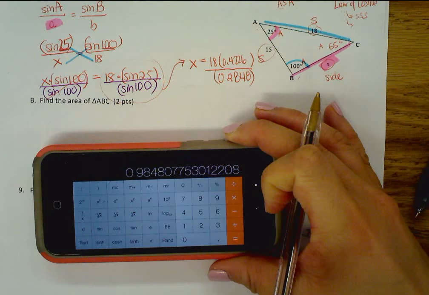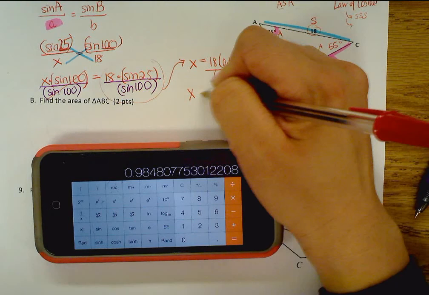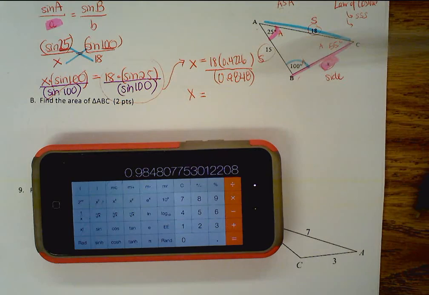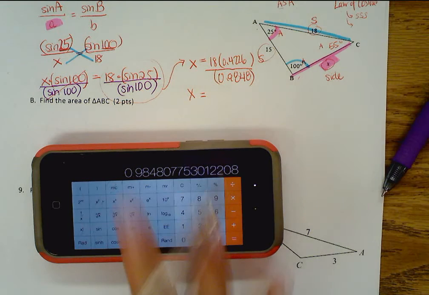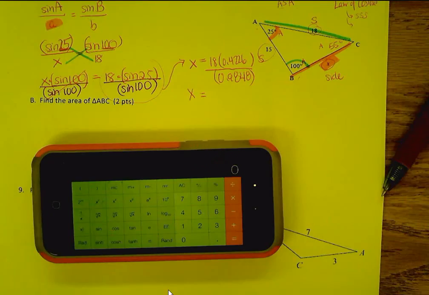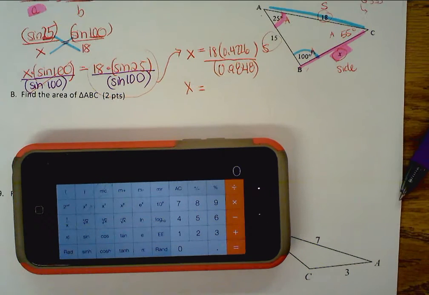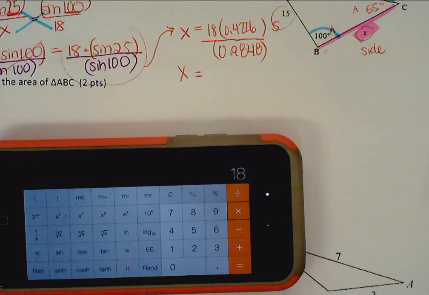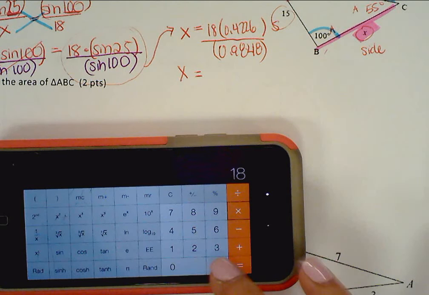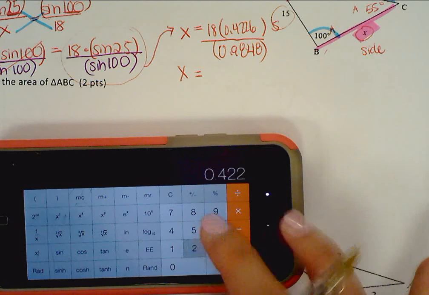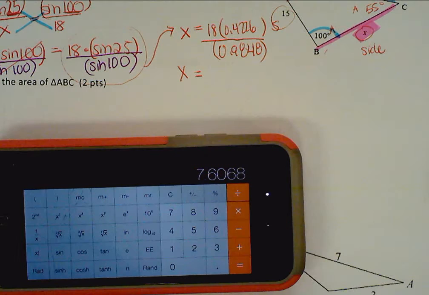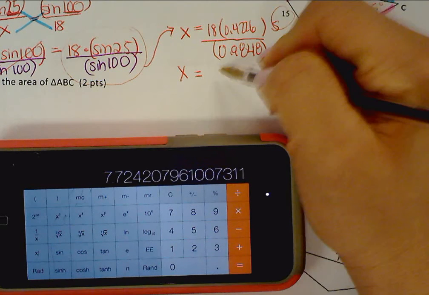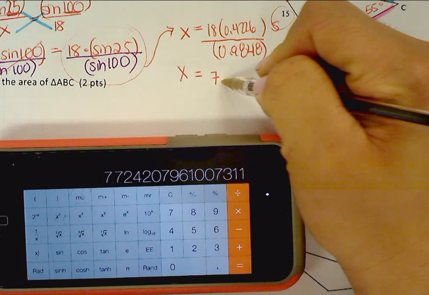So, x equals, notice how I have a very nice format here. So how do I do that now? It's going to be 18 times 0.4226, divided by 0.9848. On these kinds of calculators, it's hard to do very complex order of operations because they don't know the order of operations.